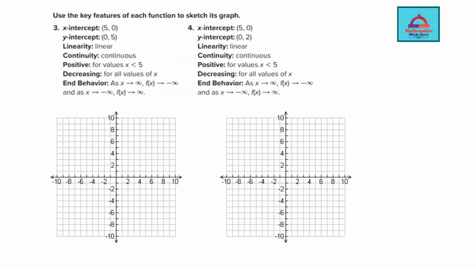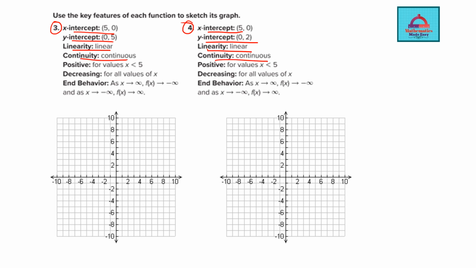Let's proceed with our learning objective and now solve question 3 and 4 in a similar manner. If you see in both the questions, again you are given the x-intercept and the y-intercept. So step 1 would be to mark them. The graphs are going to be again straight lines as it is linear and continuous, so no breaks.